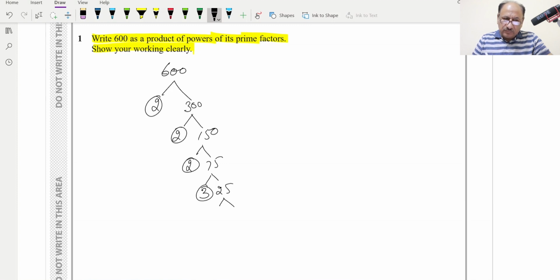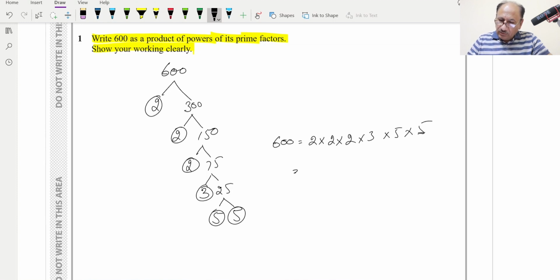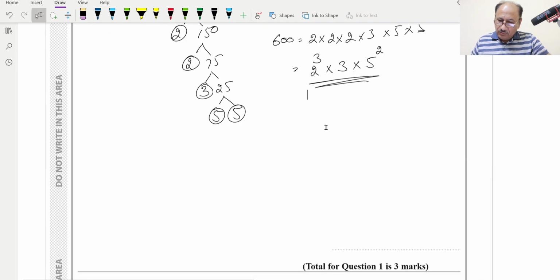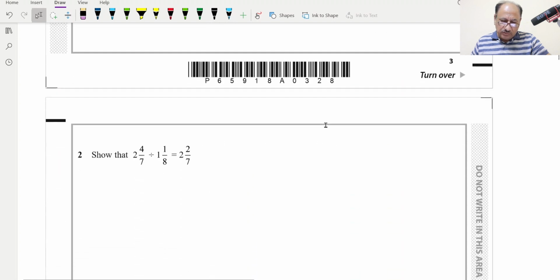So further we can split 25 into 5 and 5, so these will be the prime factors, and we can write 600 is equal to 2 into 2 into 2 into 3 into 5 into 5, and in power format we can write 2 raised to the power 3 into 3 into 5 raised to the power 2, and this will be our answer for this part. And this was a 3 mark question which we are done.